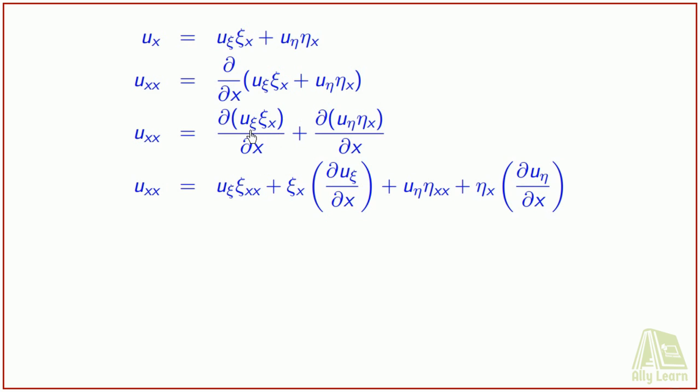First of all, we keep u_ξ as it is and we differentiate ξ_x with respect to x, so we get ξ_xx. Then we keep ξ_x as it is and we differentiate u_ξ with respect to x, and then we do the same thing with the second term. We keep u_η over here and differentiate η_x, so we get η_xx. And then we keep η_x as it is and we differentiate u_η with respect to x. Okay, friends?